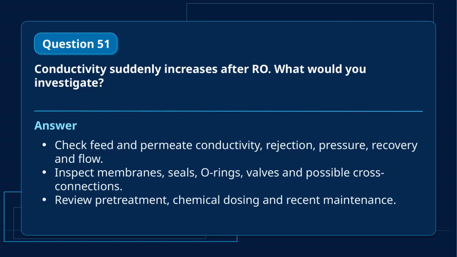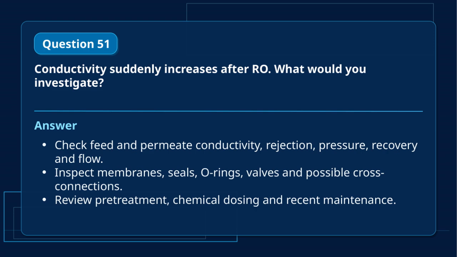Here we have a question about a sudden increase in conductivity after reverse osmosis. When this happens, there are several key areas I would investigate. First, I would check the conductivity levels of both the feed water and the permeate to understand the extent of the issue. Additionally, monitoring rejection rates, operating pressure, recovery, and flow rates can provide valuable insights into system performance.